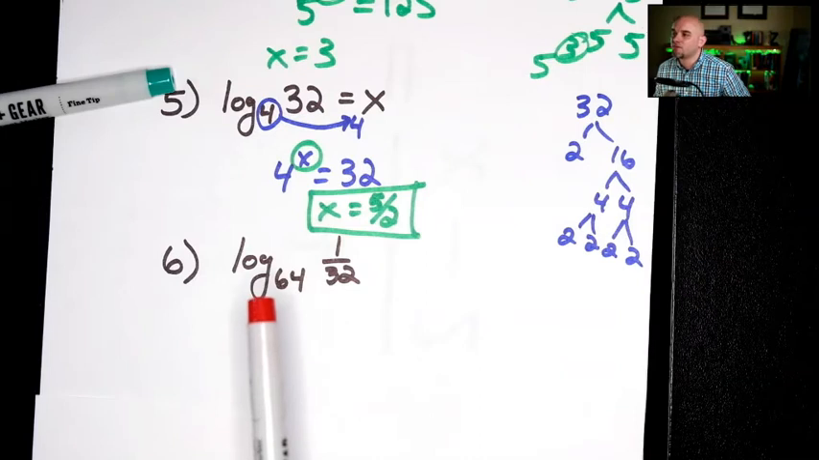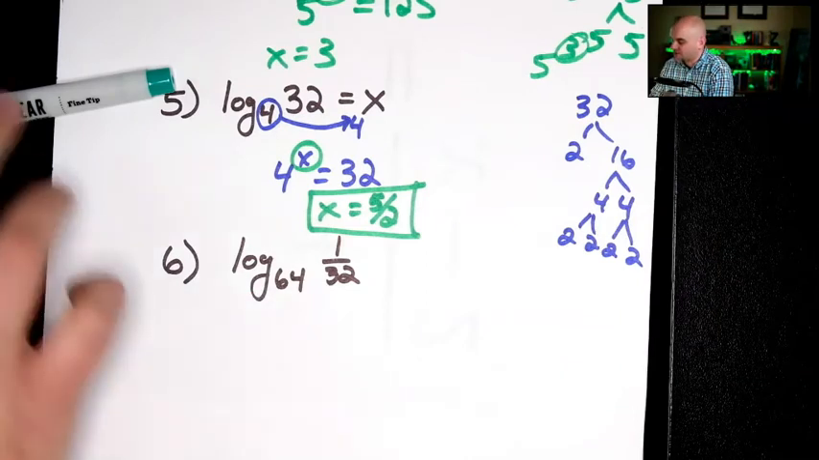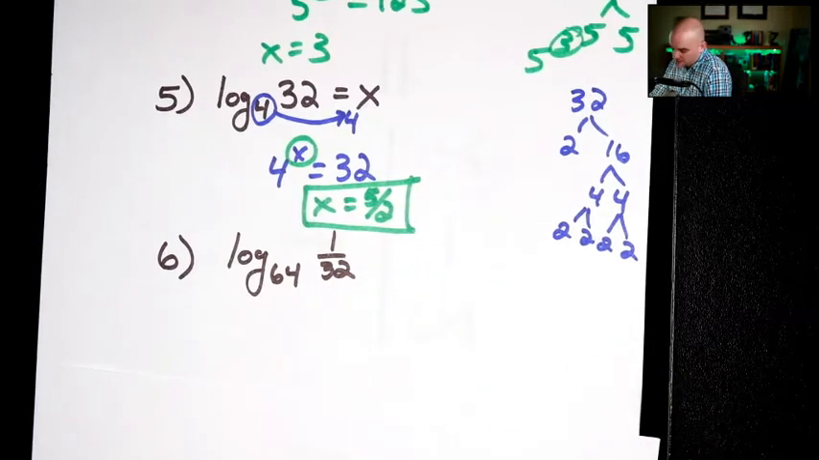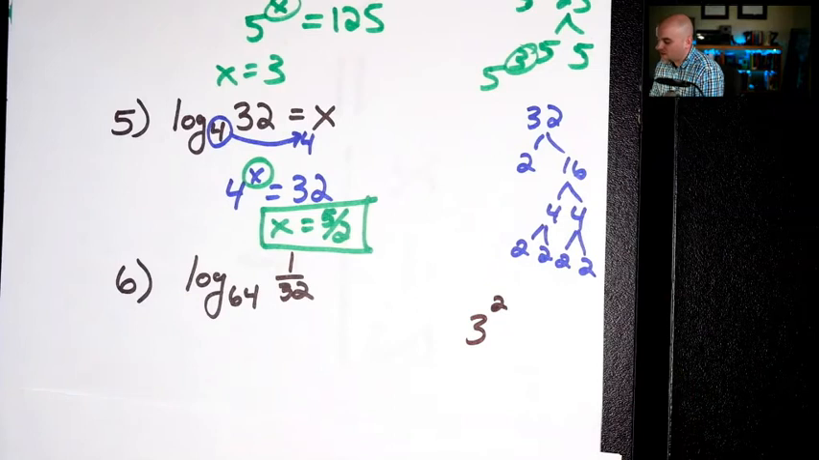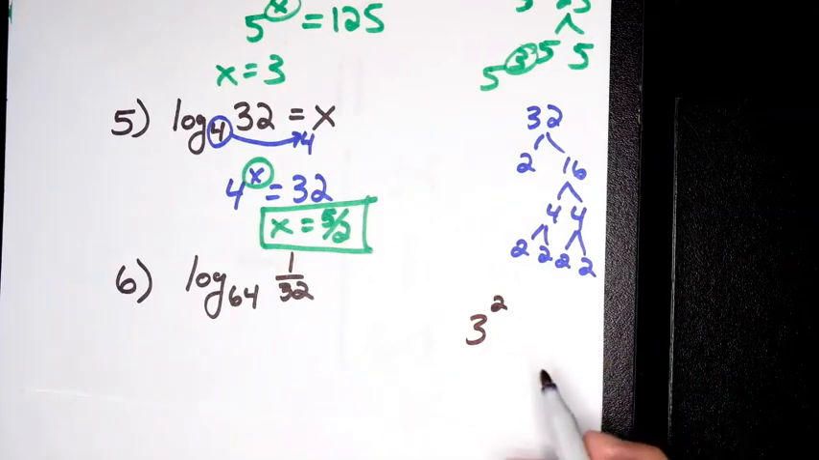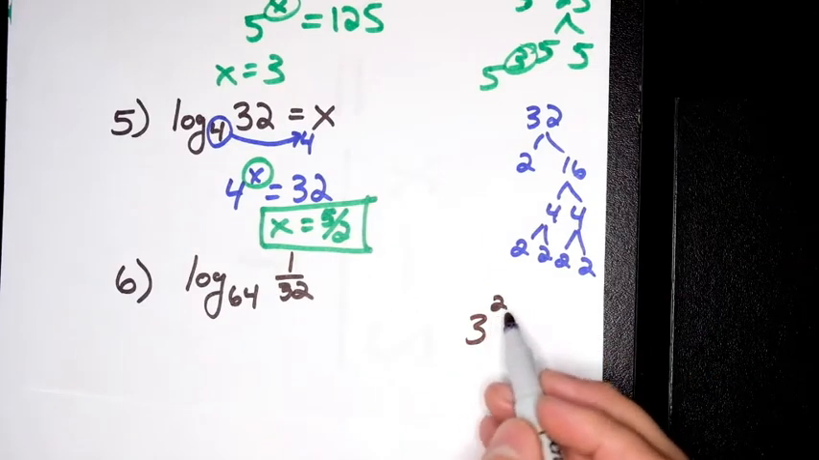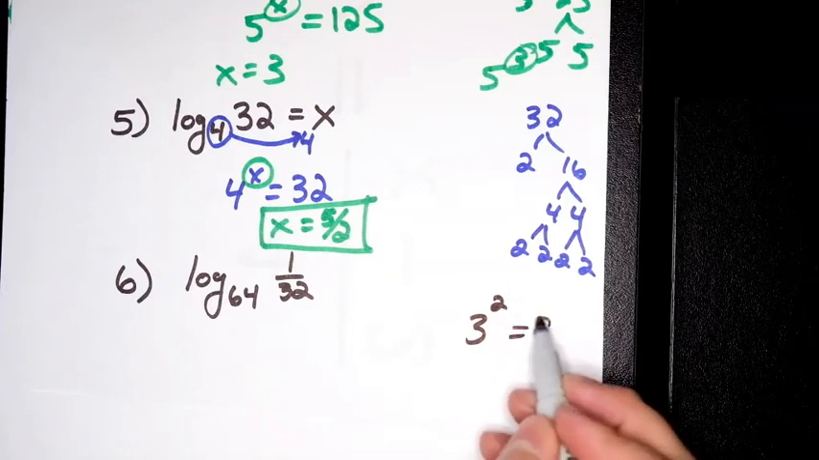All right, and then we've got log base 64 of 1/32. So notice here I didn't say equal to anything. It doesn't really matter. Like I said before, it's like if I say what is 3 squared, there is no equal sign there, and that's fine. You say what is 3 squared, it's just equal to 9.